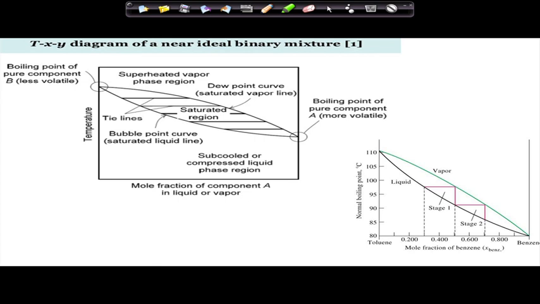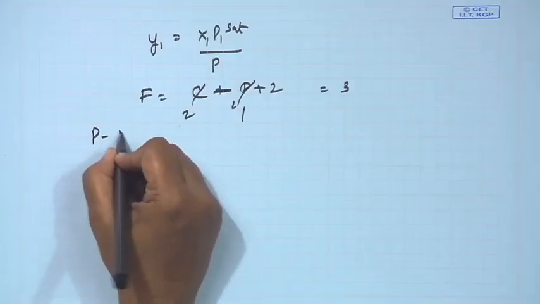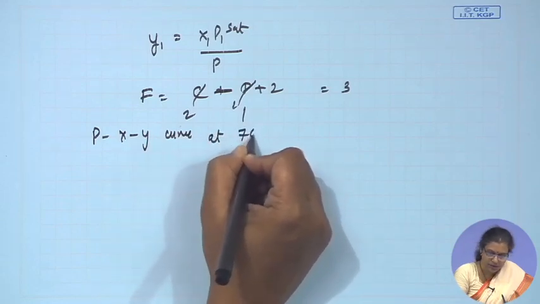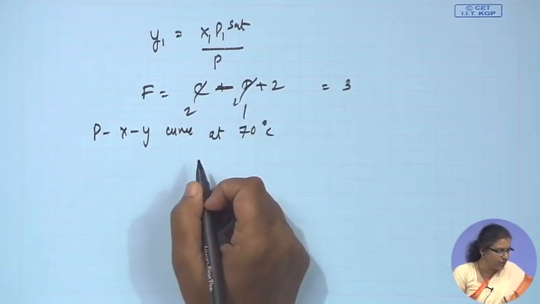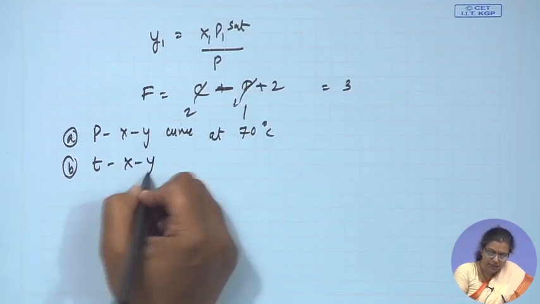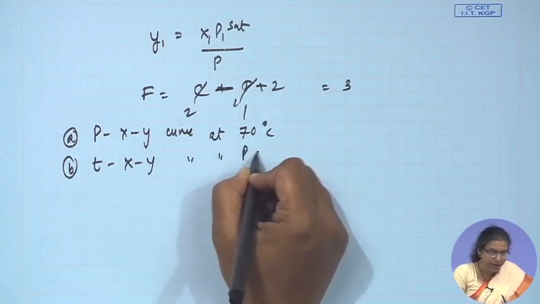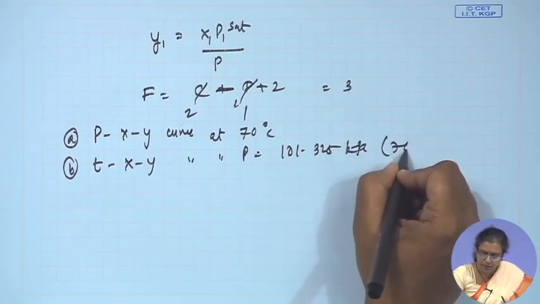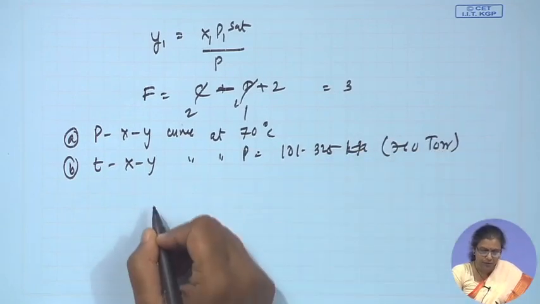Now, remember one thing, for this particular case, let us take the previous problem. In the previous problem, we were trying to generate the PXY curve at 70 degrees centigrade. At that condition I had given you P1 saturated, etc. The next problem, suppose we try to generate the TXY curve at, say, P equals 101.325 kPa or 760 torr.